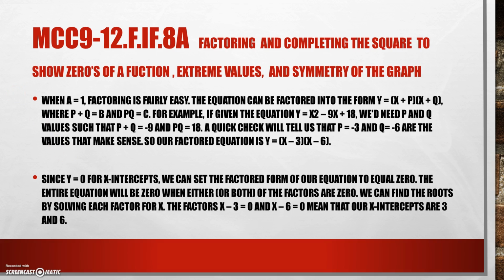So since y equals 0 for x-intercepts, we can set the factored form of our equation to equal 0, which we can use to find the zeros of the function. The entire equation will be 0 whether either or both of the factors are 0. We can find the roots by solving each factor for x. The factors x minus 3 equals 0 and x minus 6 equals 0 mean that our x-intercepts are 3 and 6.